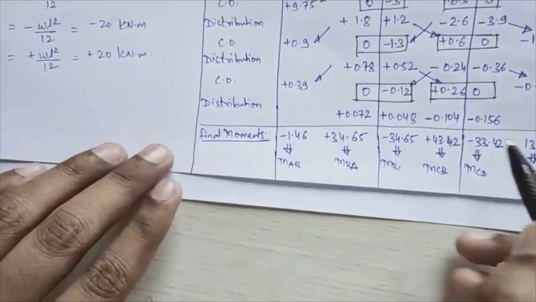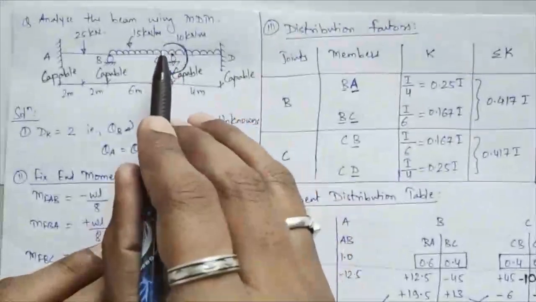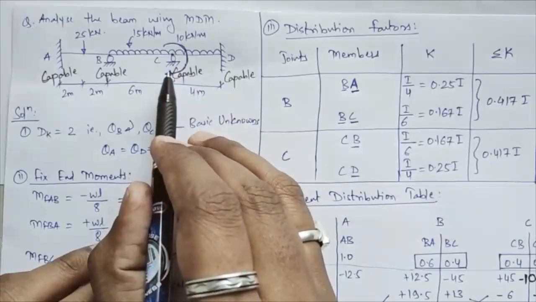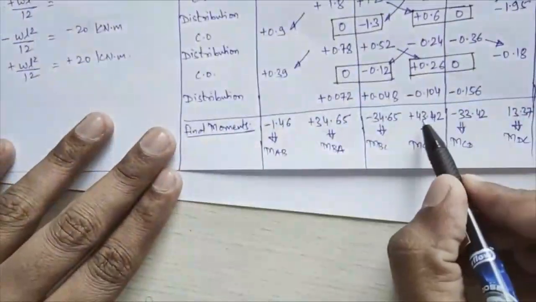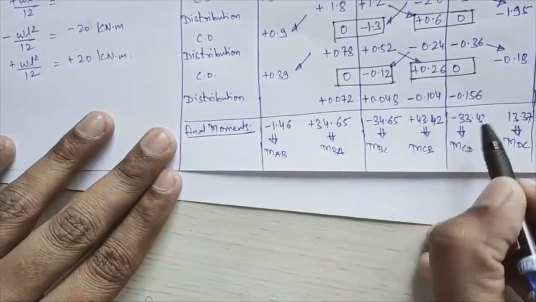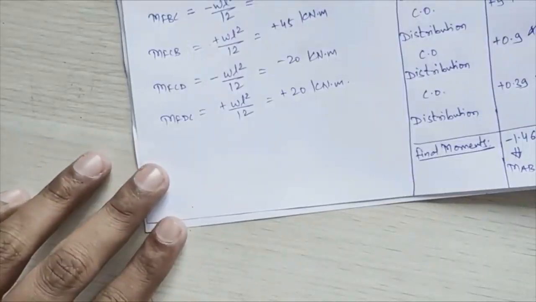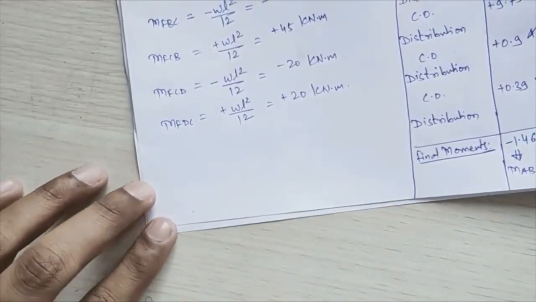Okay, so if you see whatever the influence of this 10 kilonewton meter moment is, that is coming over here, the difference between these two values is exactly equal to 10. Okay, now what we'll do, we'll plot the bending moment diagram for this. Bending moment diagram by superposition.